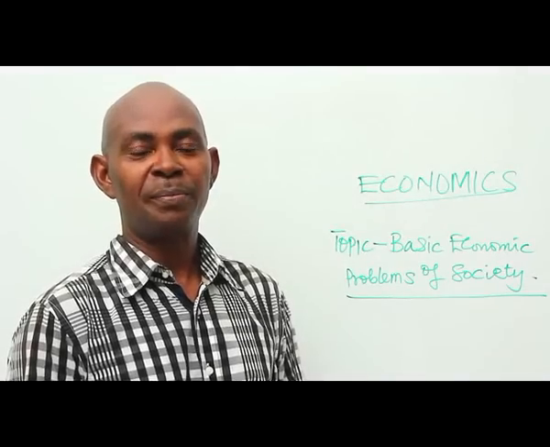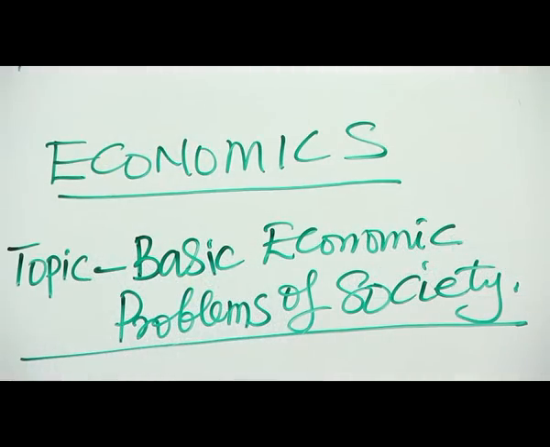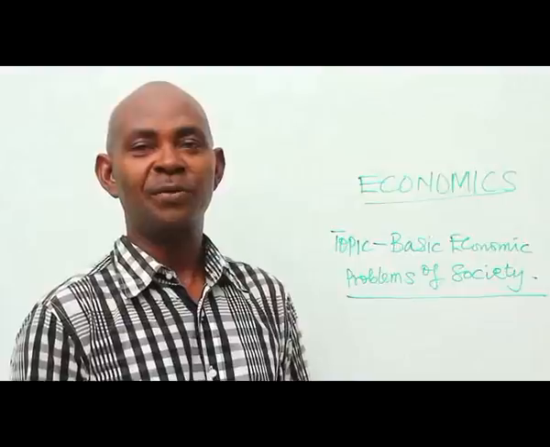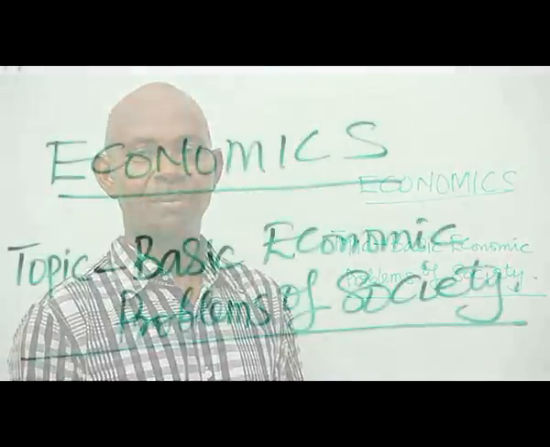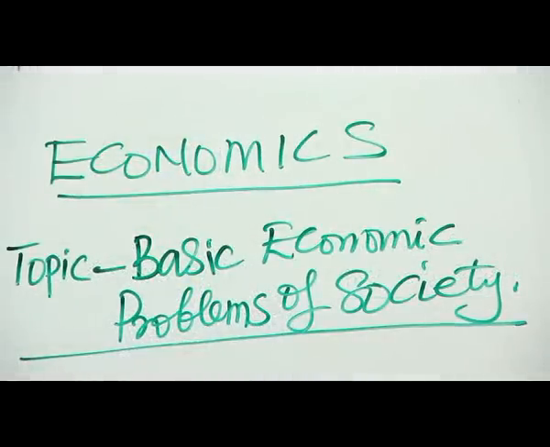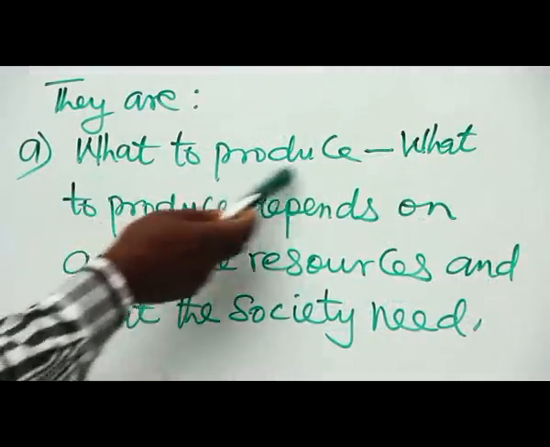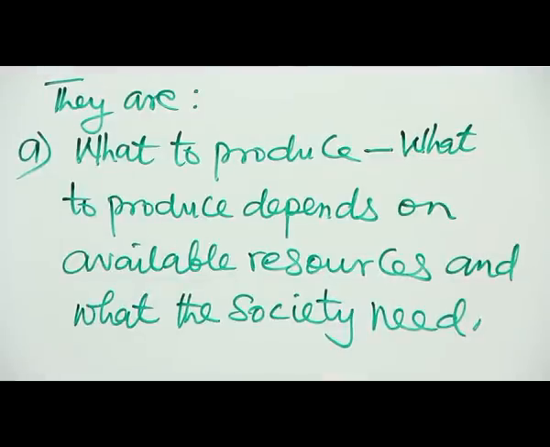The topic is the basic economic problem of society. And we are also going to look at types of economic system. Right now, let us focus on the basic economic problem of society. They are A. What to produce. What to produce depends on available resources and what the society needs.